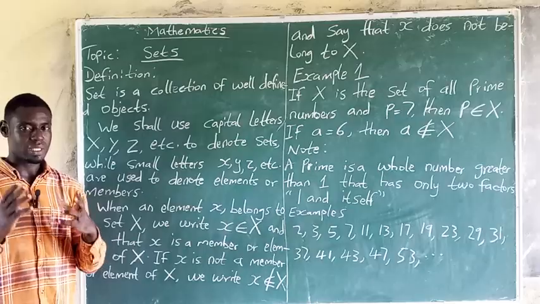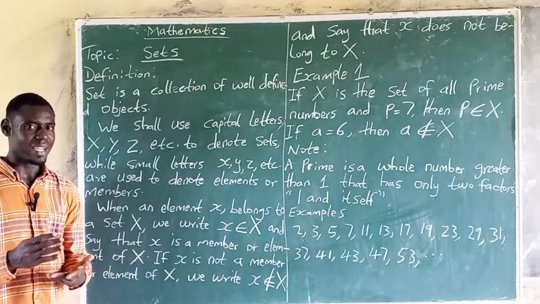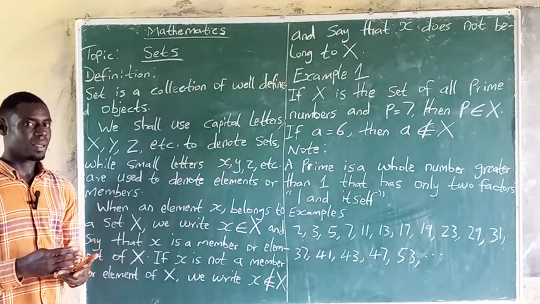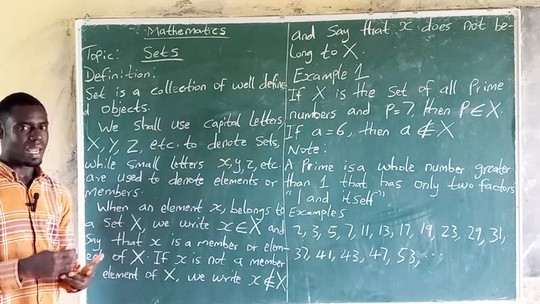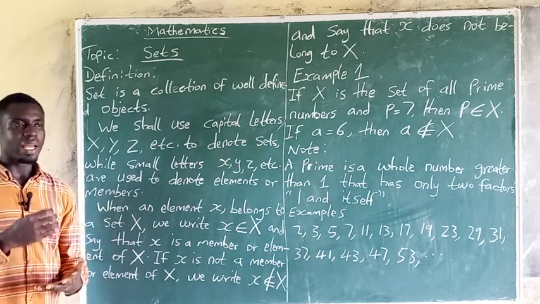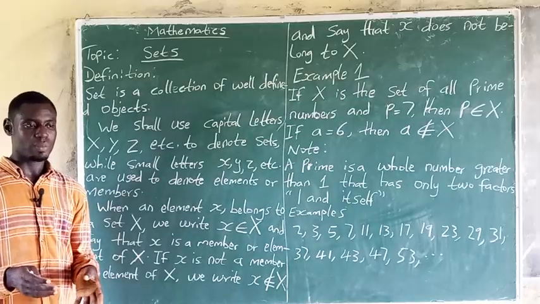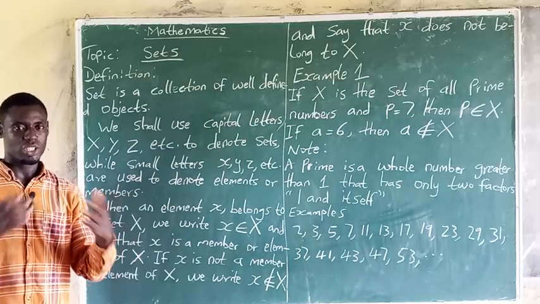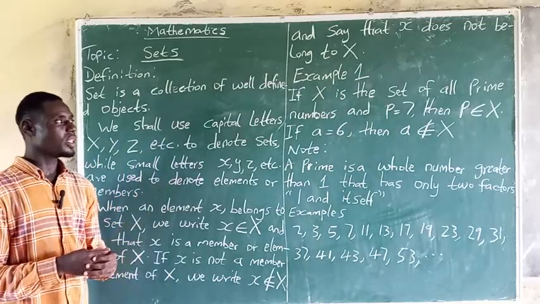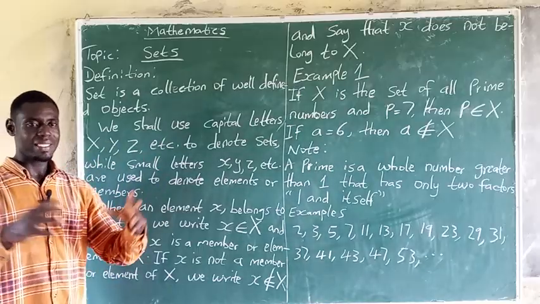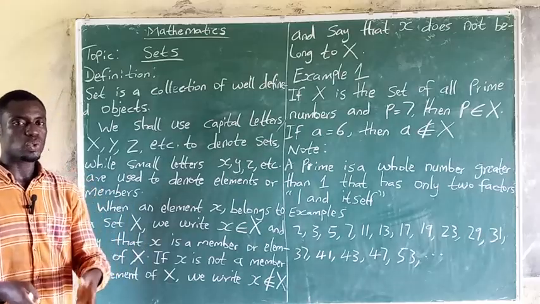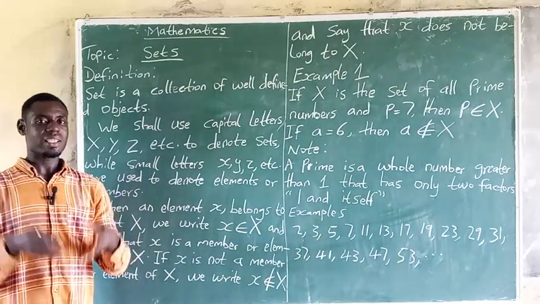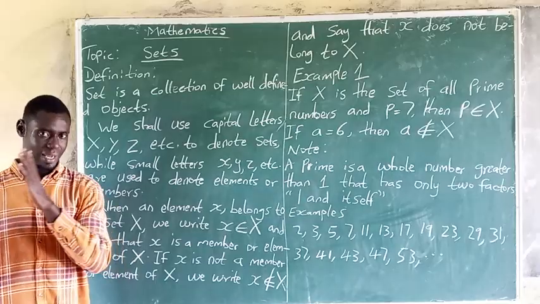For a set to be a set, it must be well-defined. For example, a set of a classroom. What are the things you can find inside a classroom? You can see your table, your chair, your blackboard, your marker board. All these things make up the set. So it is well defined and well stated that this is a classroom.